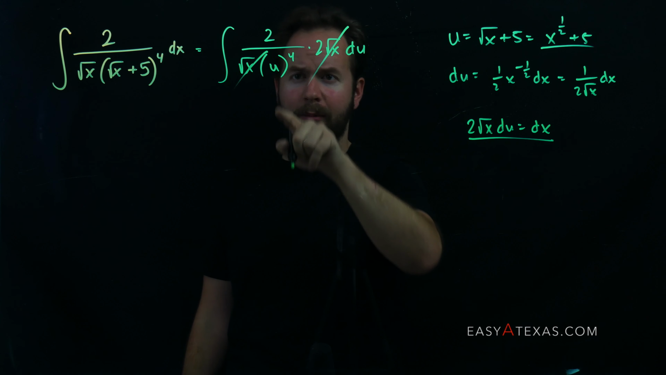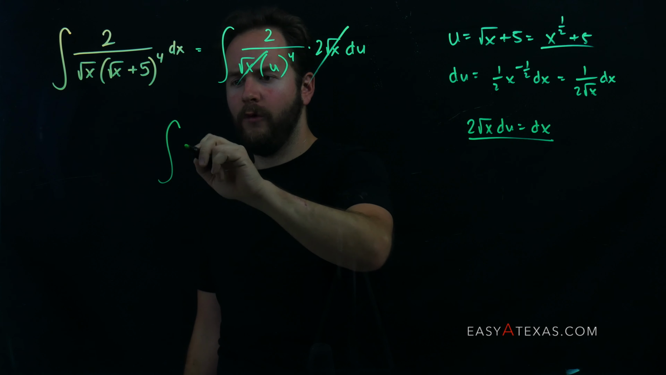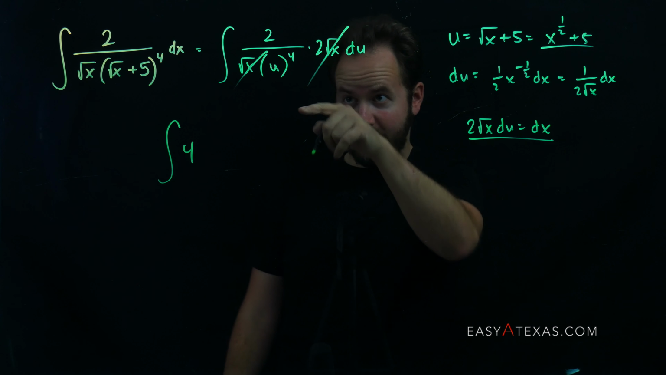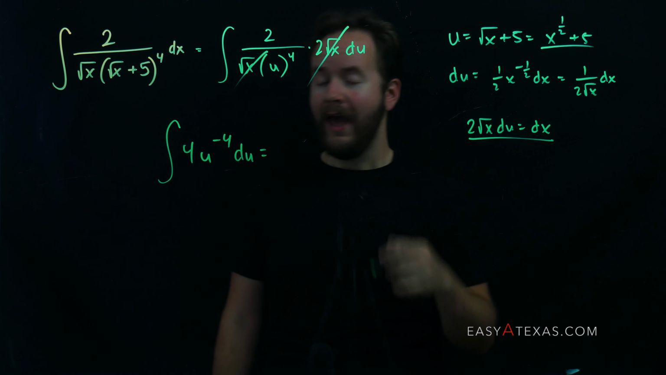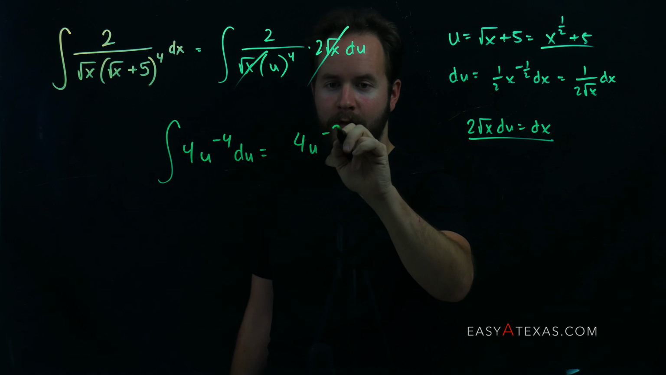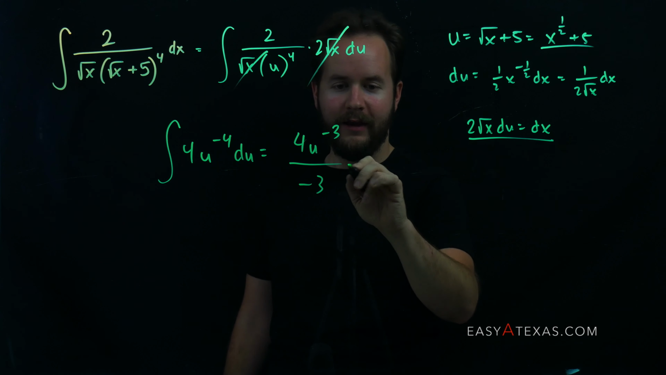I'm going to clean this up just a little bit before I integrate. 2 times 2 gives me 4. And I'm going to rewrite u to the 4th that's in the bottom as u to the negative 4, so as I can apply that reverse power rule. So add 1 to the power, divide by the new power, and then add c at the very end.